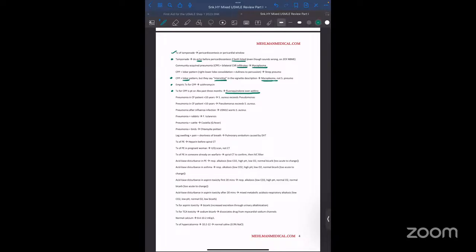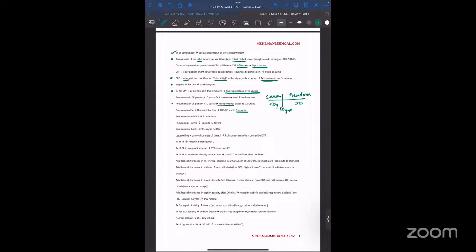Pneumonia in cystic fibrosis more than 10 years is Pseudomonas. So less than 10 years is Staph aureus, and Pseudomonas is more than 10 years. Then pneumonia after influenza infection, you usually want Staph aureus.